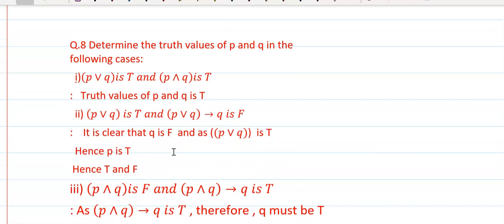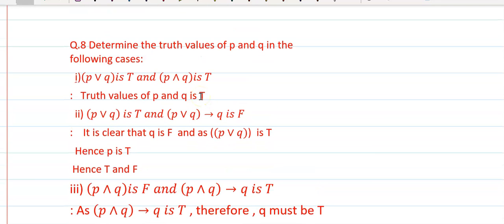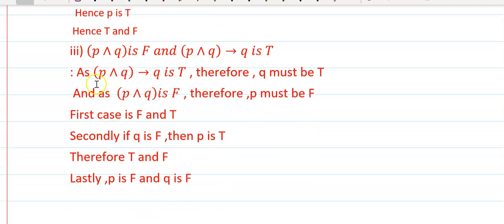Now the next is, determine the truth values of P and Q in the following cases. This is the fifth one. The first is, second, P or Q is true and P implies Q is F, that we have clear here. Second one. Now this is the third one.